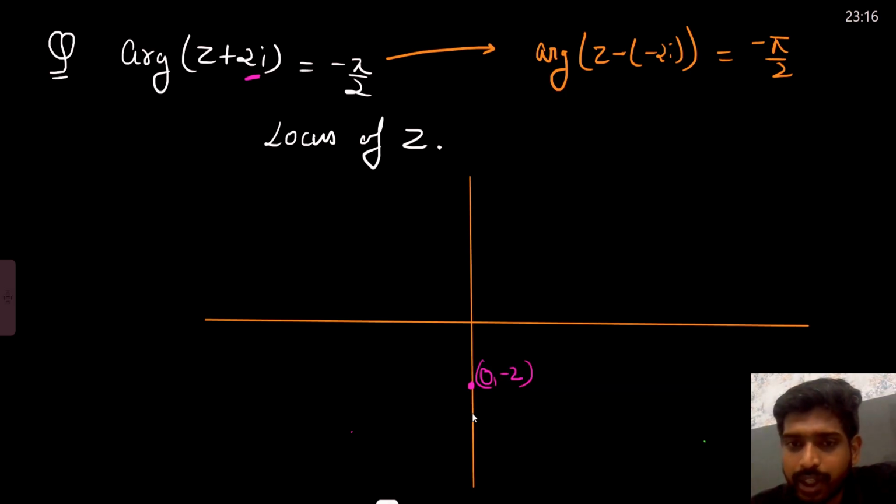And how will the ray look? The ray will have one end point here, and the argument is minus 90 degrees. So if I draw, this is the positive direction of the x-axis, and going in the clockwise direction, this will be the ray. This is my ray, with a hollow circle at 0 comma minus 2.